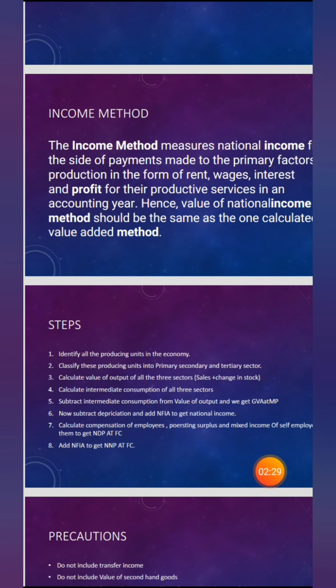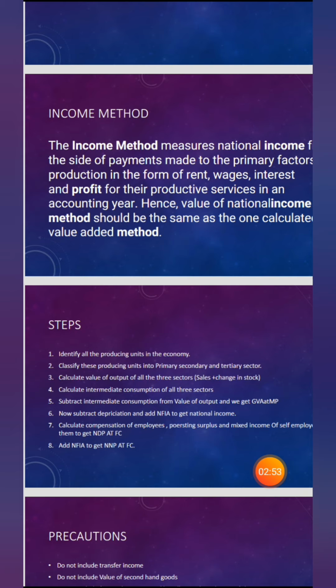Steps: identify all the producing units in the economy, classify these producing units into primary, secondary, and tertiary sector, calculate the value of output of all three sectors, calculate the intermediate consumption of all three sectors, subtract intermediate consumption from value of output, and we get GVA at MP. Now subtract depreciation and add net factor income from abroad to get national income.